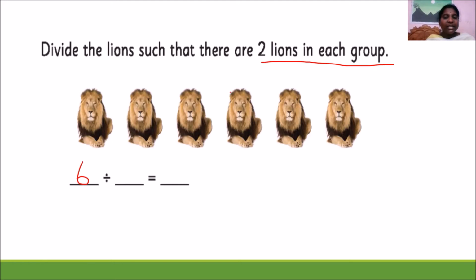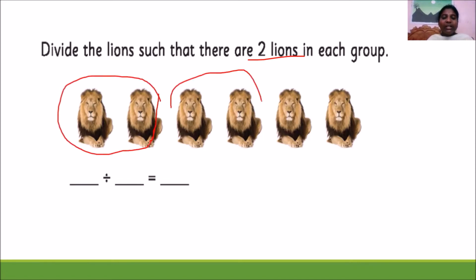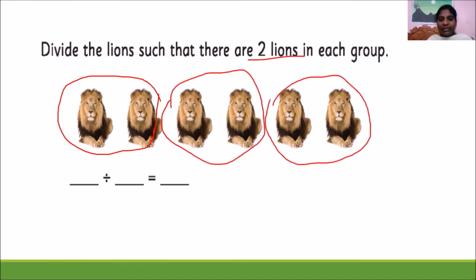How many animals do we need in each group? 2. So here the 2 is the divisor. We have to divide them into groups. So in each group we have 2 lions. Circle the first 2 lions in one group, the next 2 lions in another group, and the next 2 lions in another group.